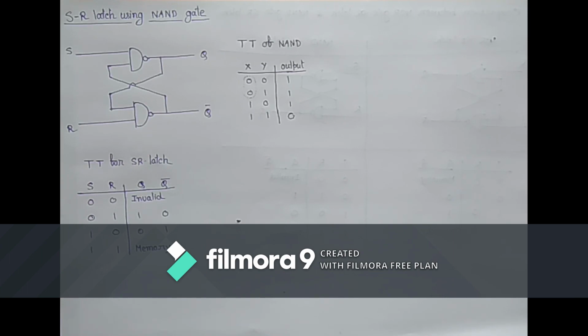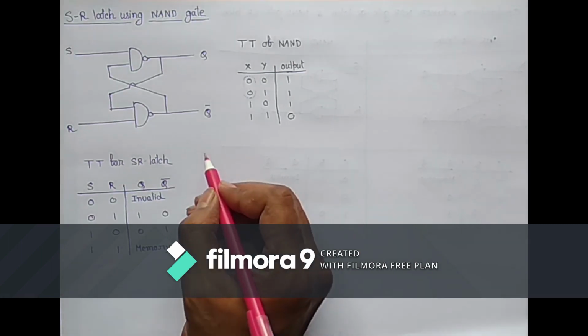So the truth table for SR latch will look like this. That means for 0 0 it acts as invalid. For 0 1 the output is 1 0. For 1 0 the output is 0 1, and for 1 1 the latch acts as memory. Now we have to prove these four statements. So first I am taking case 1.